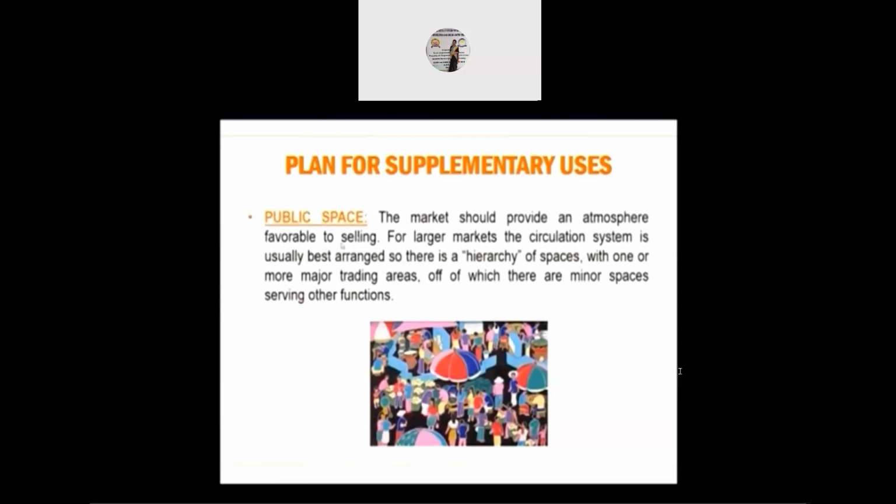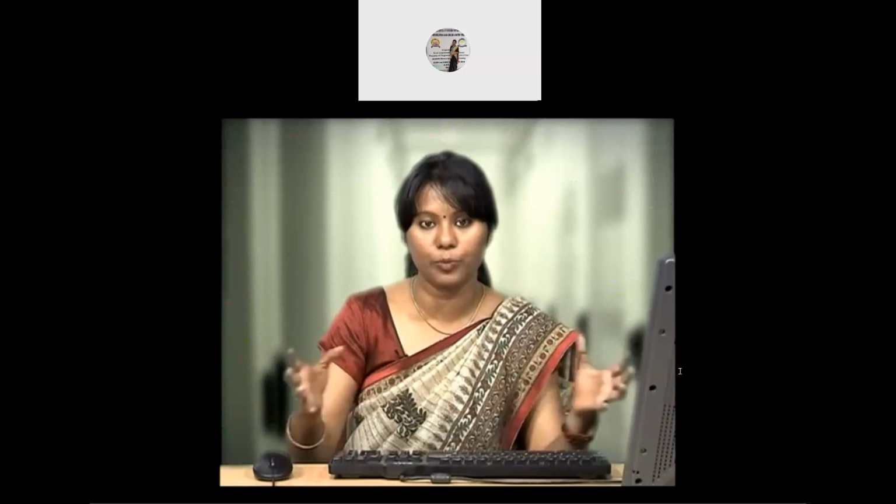Plan for supplementary uses. Public space. The market should provide an atmosphere favorable for selling. For a large market, the circulation system is usually best arranged so there is a hierarchy of space with one or more major trading areas, off of which there are minor spaces serving other functions. So we must also ensure we have public spaces in which people will come and get distributed to the smaller shops.